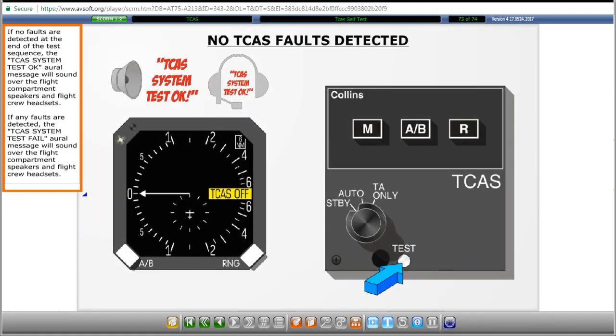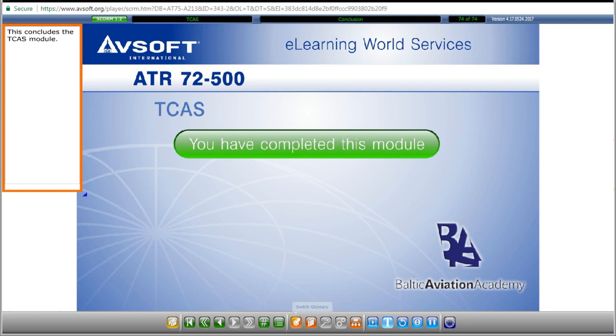If no faults are detected at the end of the test sequence, the "TCAS system test OK" oral message will sound over the flight compartment speakers and flight crew headsets. If any faults are detected, the "TCAS system test failure" oral message will sound over the flight compartment speakers and flight crew headsets. This concludes the TCAS module.